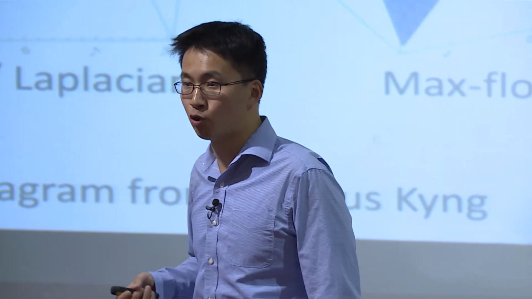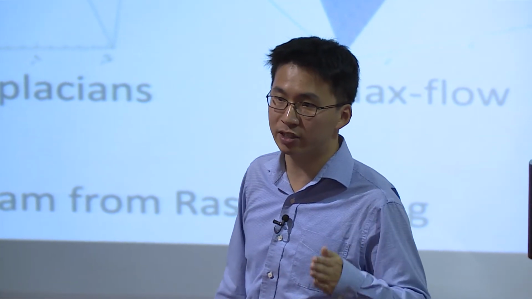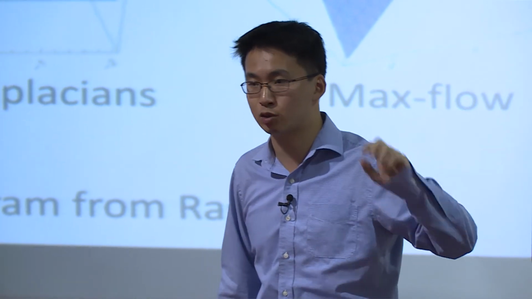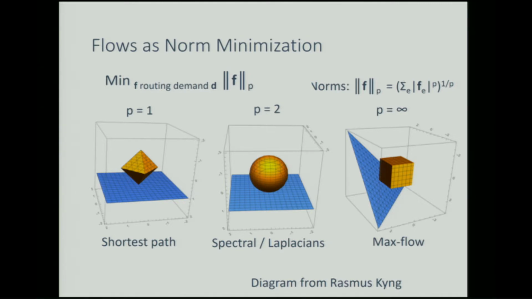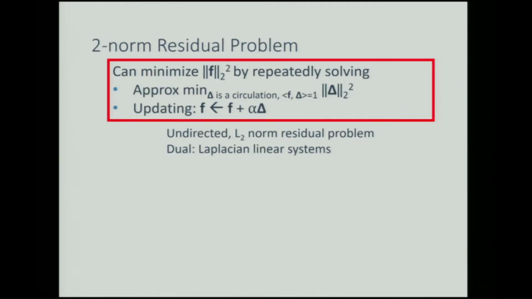The p-norm of a vector is taking every entry of the vector to the pth power, and then taking the whole thing to the pth root. So p equal to 1 becomes shortest path, p equal to 2 is Laplacians, and max flow is the L infinity version of this problem. This has several advantages, one of which is you can draw them, and the second is that you can draw an analogy between the max flow problem and the 2-norm flow problem. The 2-norm flow problem is particularly nice because there is a residual problem that you can solve very well on it, which is you take the same problem and minimize the L2 energy of the change vector.